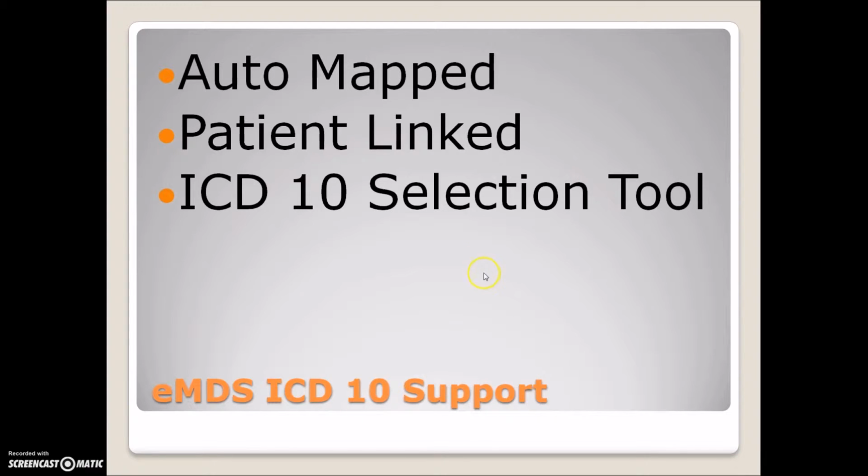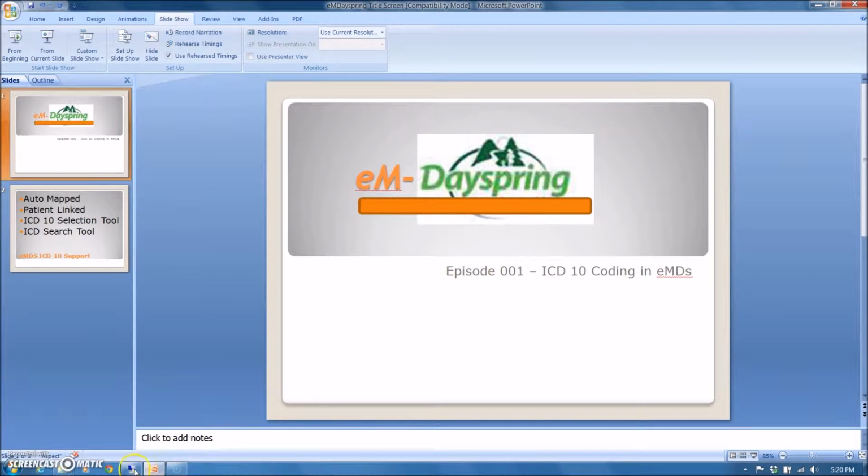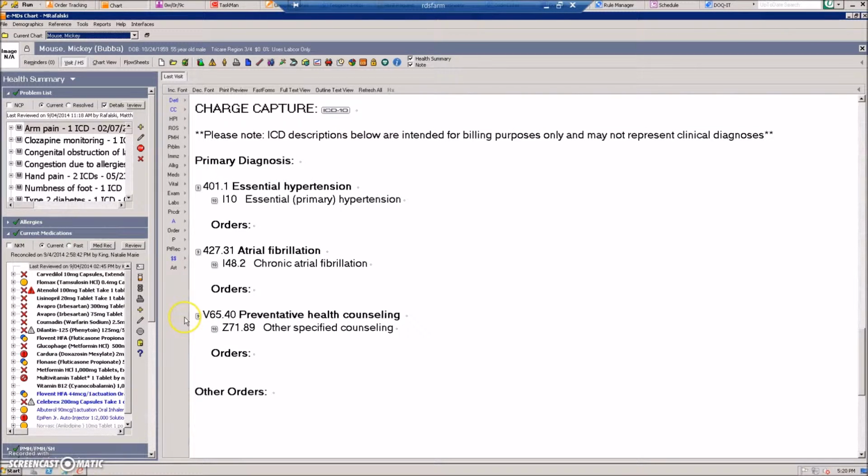And then, of course, if you can't find anything in those 3 options, you've got the ICD-10 search tool, which is going to allow you to go into the library and see if you can find a code that's appropriate for your ICD-10 code. So here we go. Let's go ahead and take a look into eMDs and see what we got.